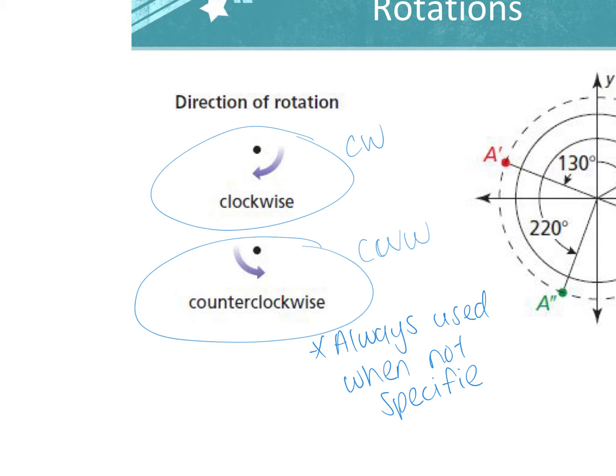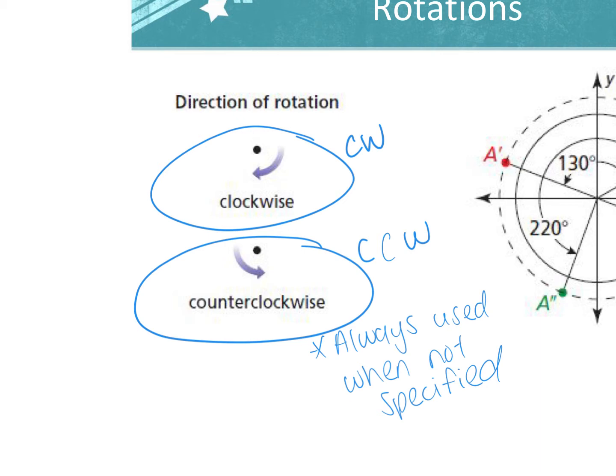Wait, did I put CWW? Whoops, that should be CCW. CCW, excuse me. Let me erase that, CCW, for counterclockwise. You guys understand that, right? The CC stands for counterclock, and then the W is for wise, so counterclockwise. Okay, questions so far? This is new stuff. Even my algebra peeps that I had last year, we have not seen this before, okay? So it's gonna be a little bit foreign.